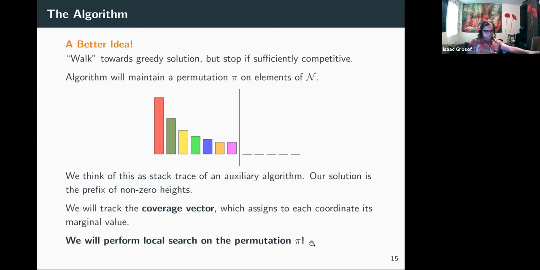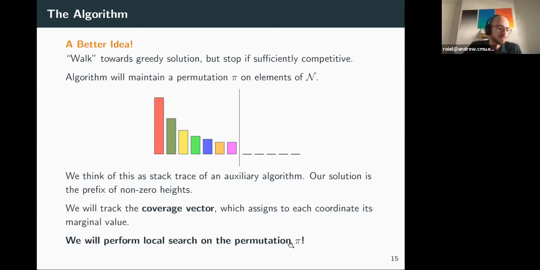So we're going to run some kind of local search on this permutation. And I need to argue to you two things. One is that this local search terminates at a competitive point. And the second thing is that we don't need to perform too many local search steps before it stops.